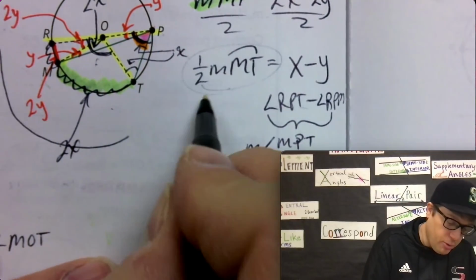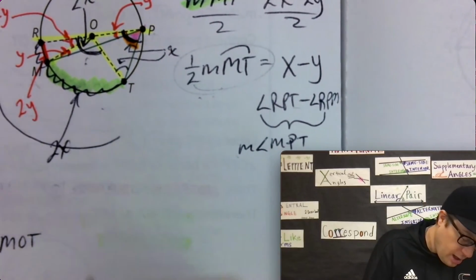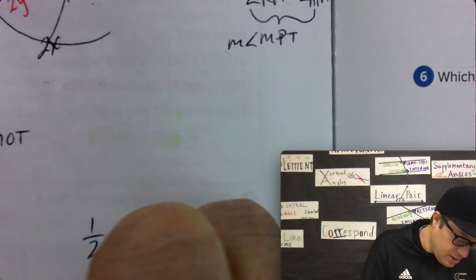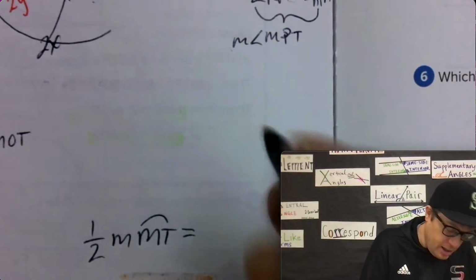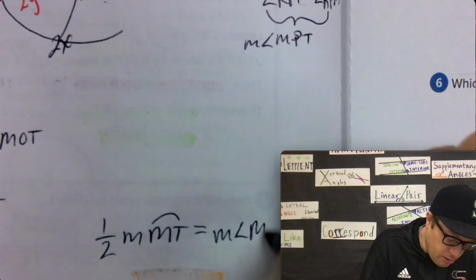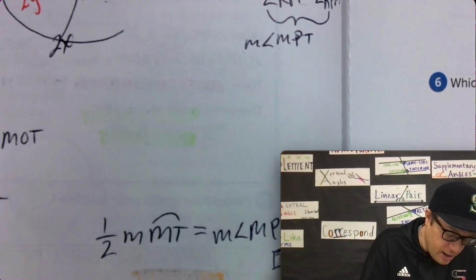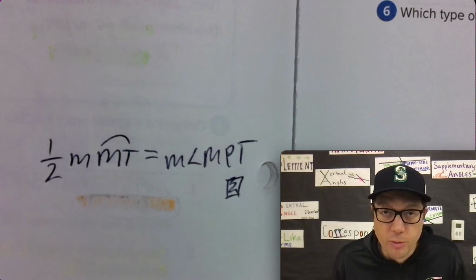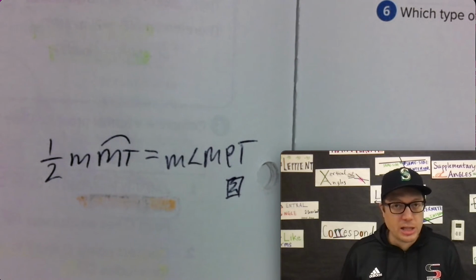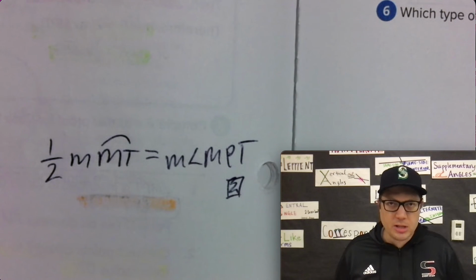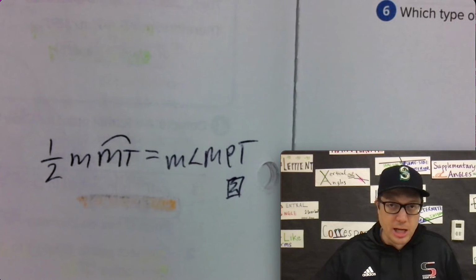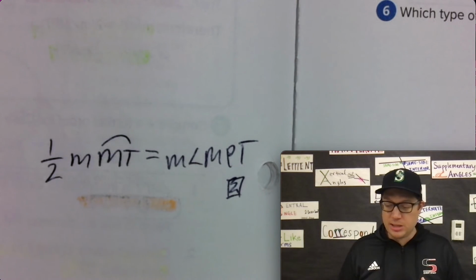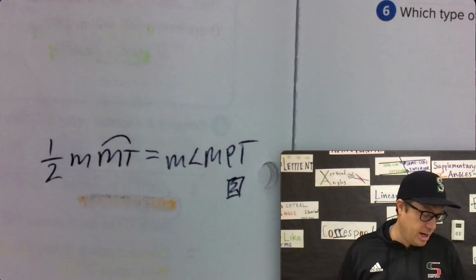So therefore, putting these two statements together, half of the measure of the intercepted arc is going to equal the measure of the angle MPT, and there again is our proof. We work hard for proofs. They do not happen easily. They do not happen with novice experience. You have to put in the time or listen to an expert in order for it to start to make sense. And you got to do your practice.